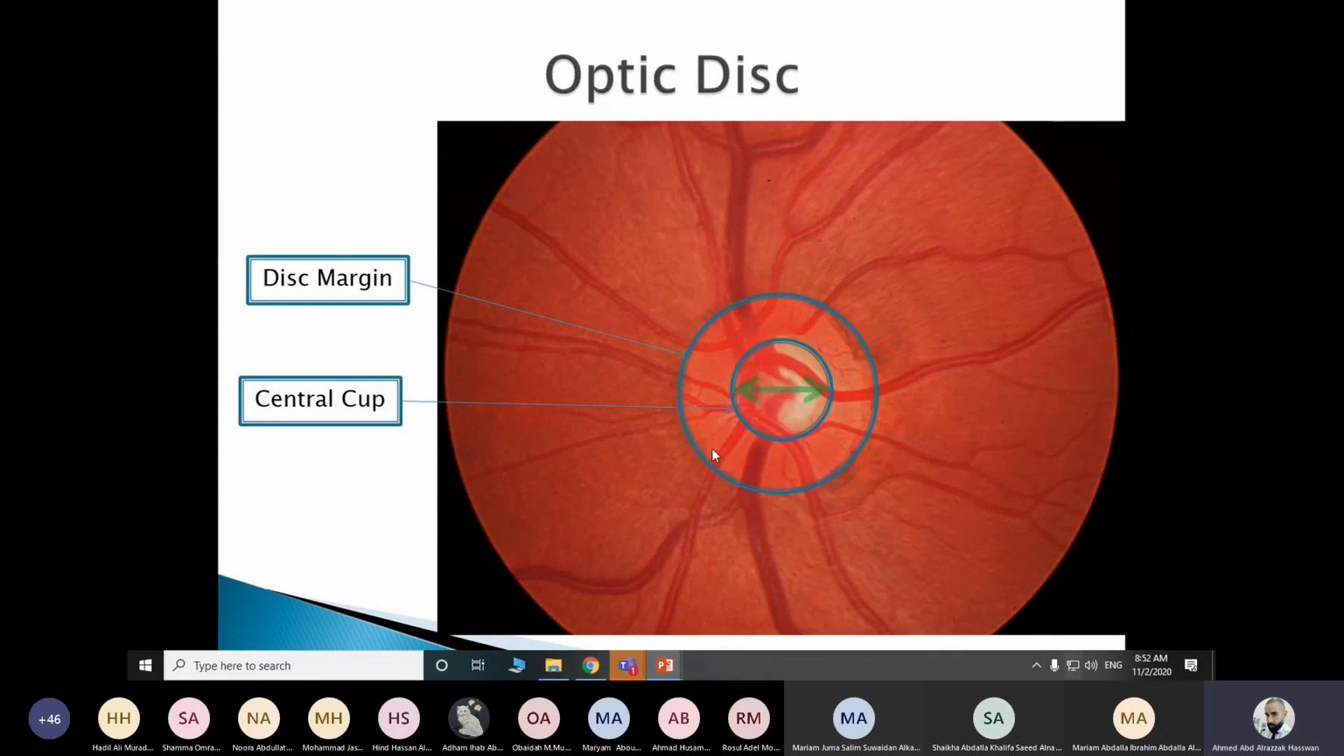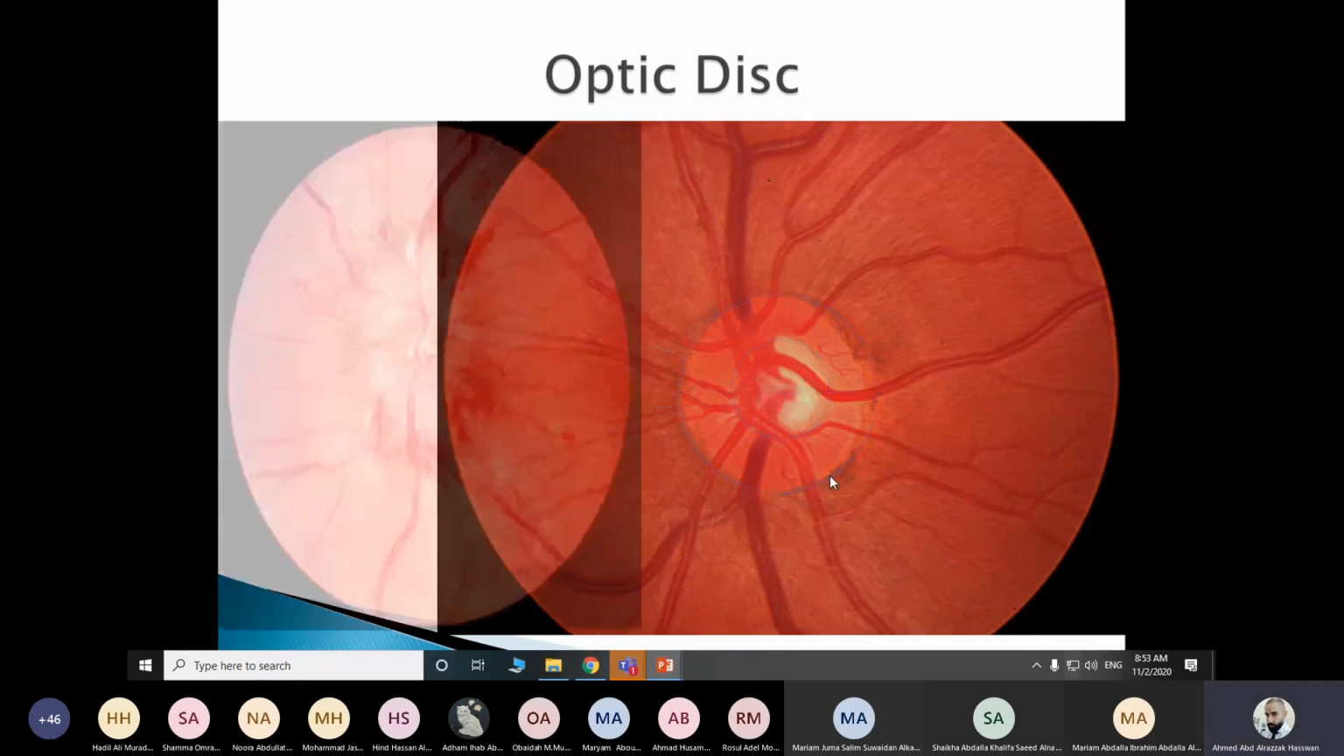Now, usually the central cup is not more than half the diameter of the disc margin. Normally it should be about 30%, or 0.3 to 0.5 maximum. So if it's more than half the size of the optic disc, then that would be called cupping, as we will see in a few seconds.